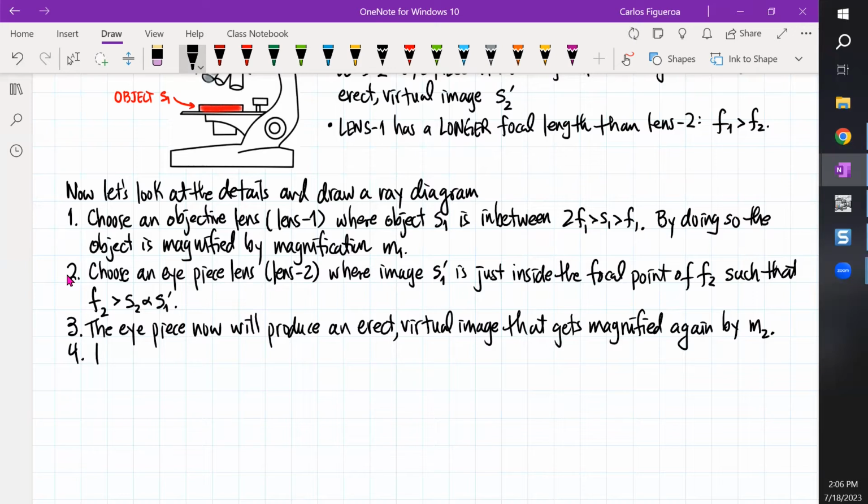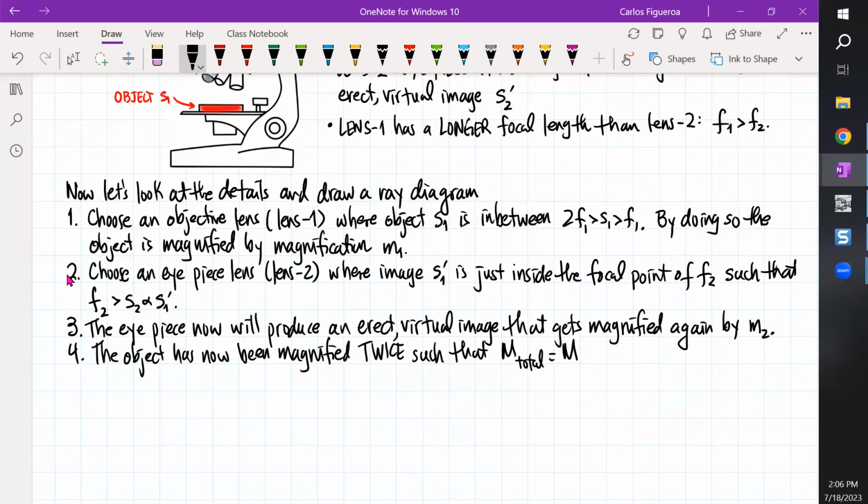So finally, the object has now been magnified twice, such that the total magnification, which I'll write as just big M, is then M1 times M2. So let's take all these words and let's draw a ray diagram.